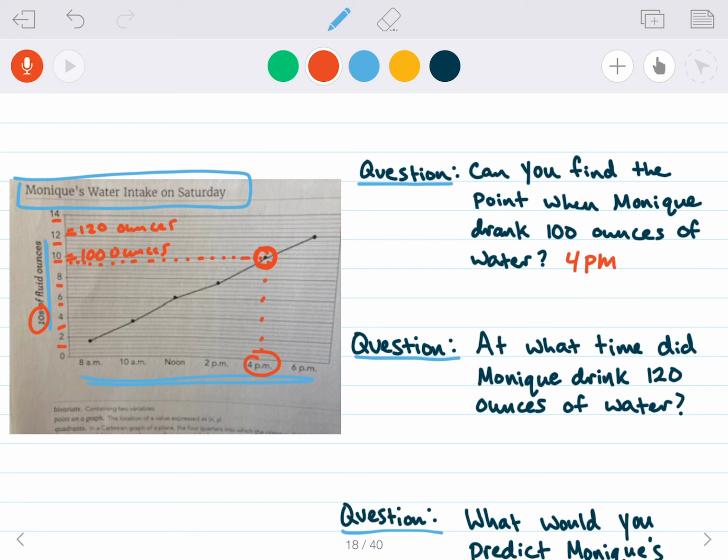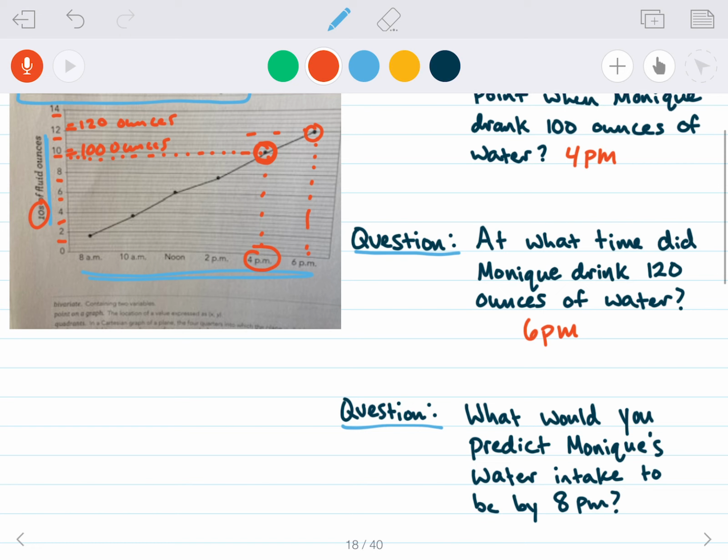And then at what time did Monique drink 120 ounces of water? Well, again, 120 is approximately right here. That's the height. And so then we just see what the corresponding time is, and that's at 6 p.m. Next question is, what would you predict Monique's water intake to be by 8 p.m.?